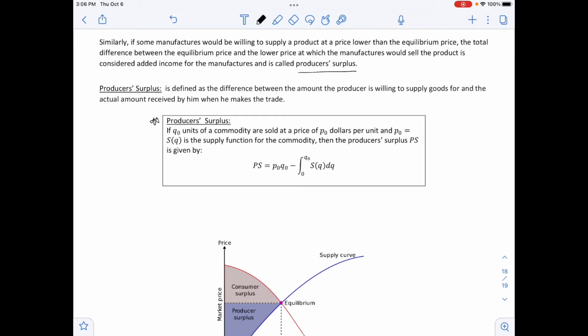So I'm going to give the box right below a star. The formula for producer's surplus is given in the box. So if Q naught units of a commodity are sold at a price of P naught dollars per unit and P naught equals S of Q is the supply function for the commodity, then the producer's surplus, or PS, is given by PS equals P naught times Q naught minus the integral from 0 to Q naught of S of Q dQ.